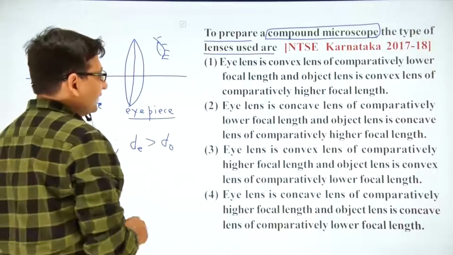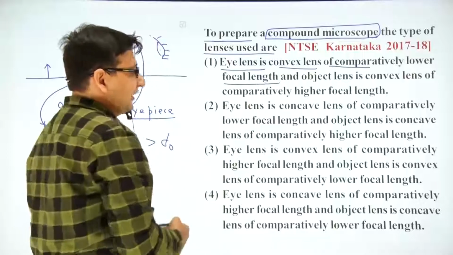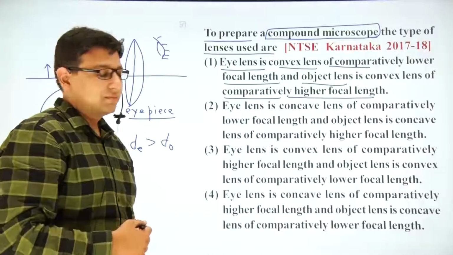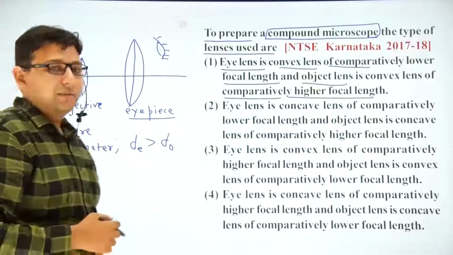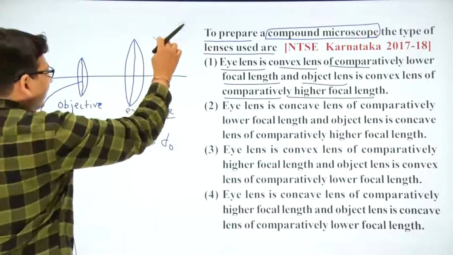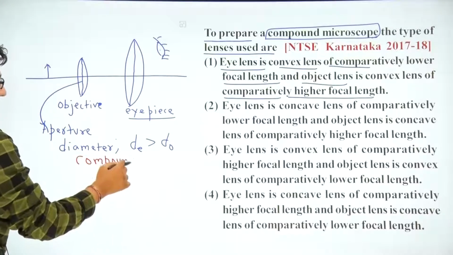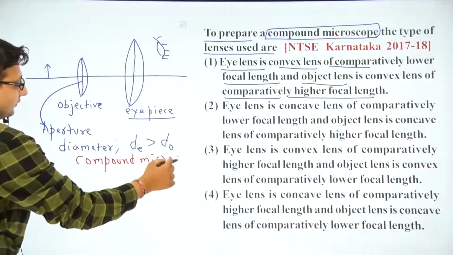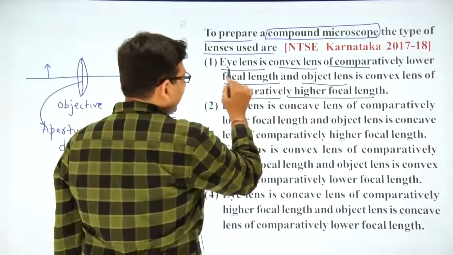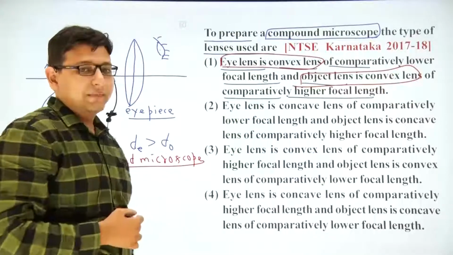Okay, let us see what they are asking. Eye lens is a convex lens of comparatively low focal length, and the object lens, this is the objective, is a convex lens of comparatively higher focal length. They are talking about comparing the focal length of both lenses. So we have a result. This complete setup is my compound microscope. One thing is clear, both are convex lenses. Now we have to compare focal length.